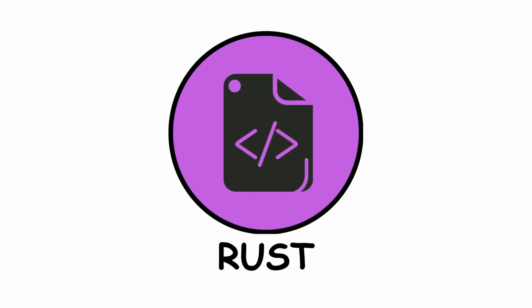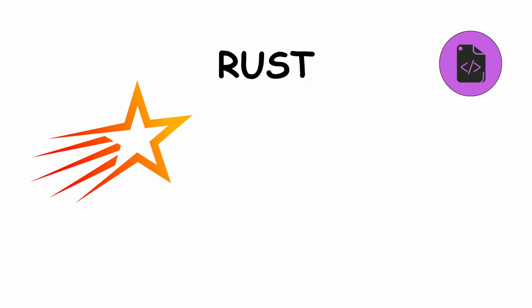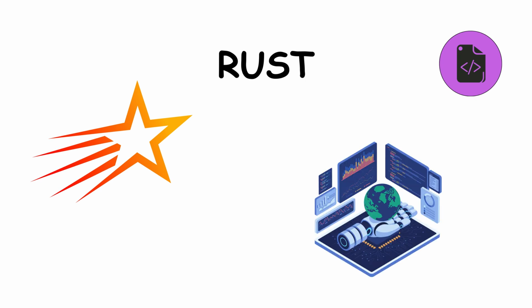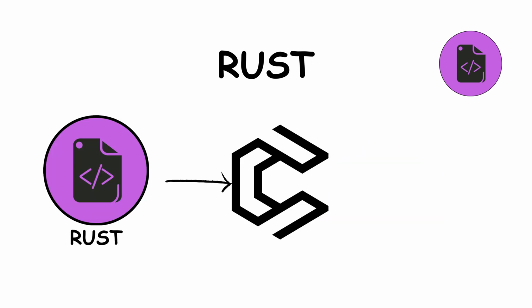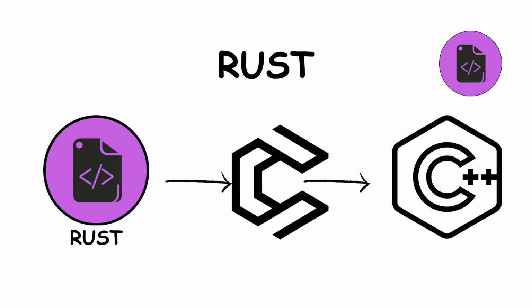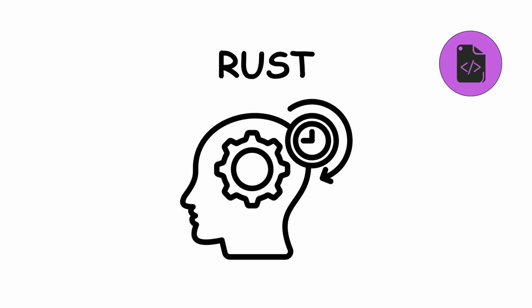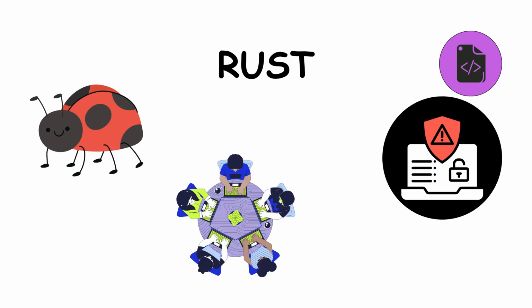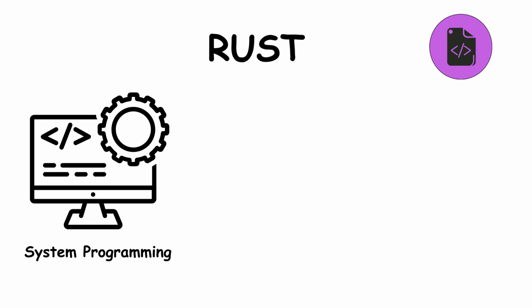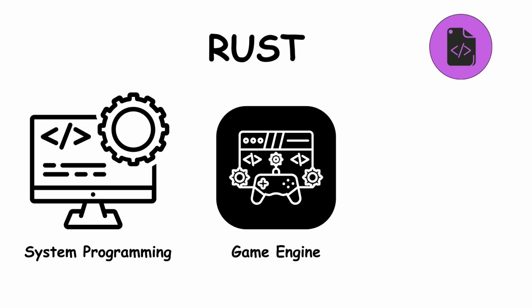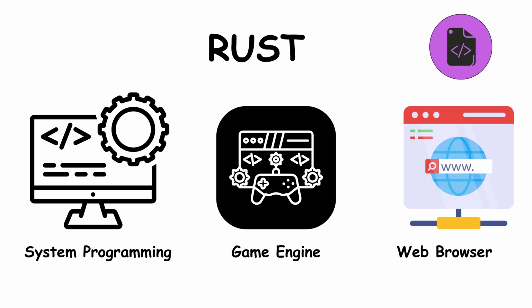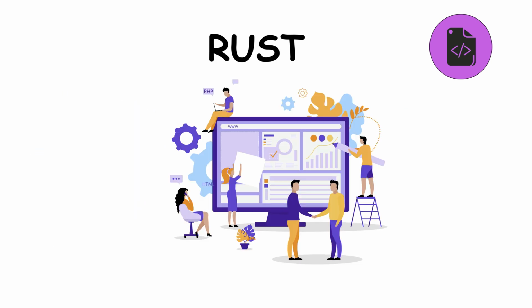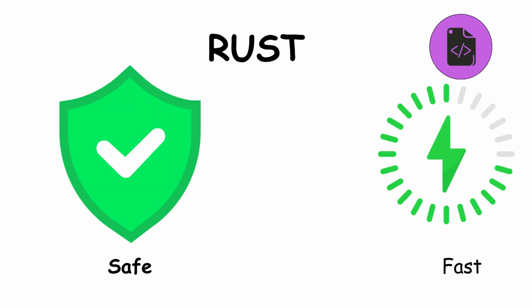Now let's move on to Rust, a rising star in the programming world. Rust gives you the performance of C and C++, but adds memory safety, preventing entire classes of bugs that cause crashes and security issues. It's used for systems programming, game engines, and even parts of the web browser Firefox. Developers love Rust for being both safe and fast.